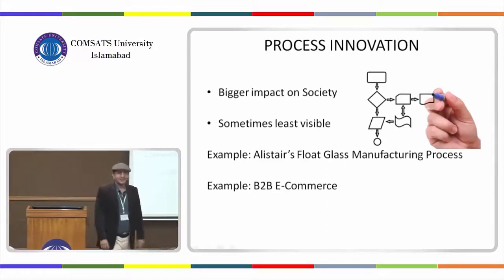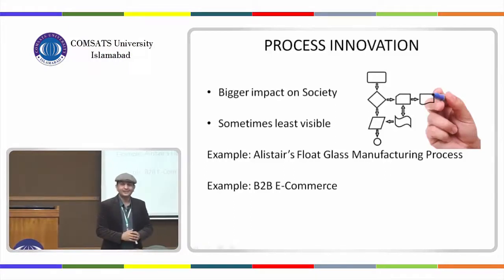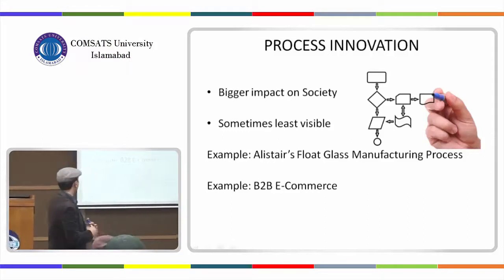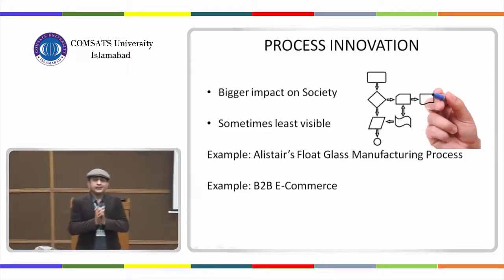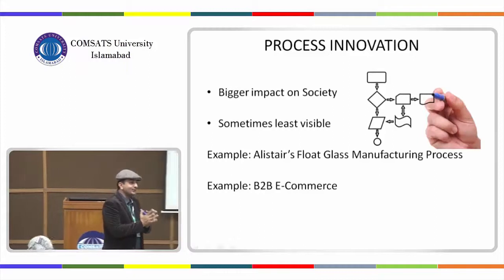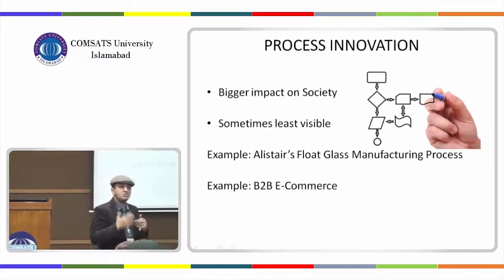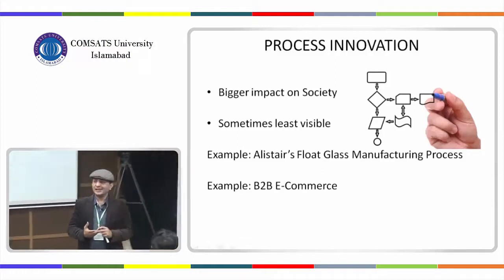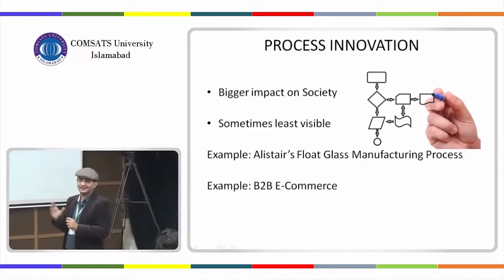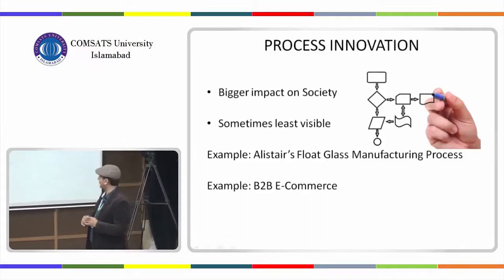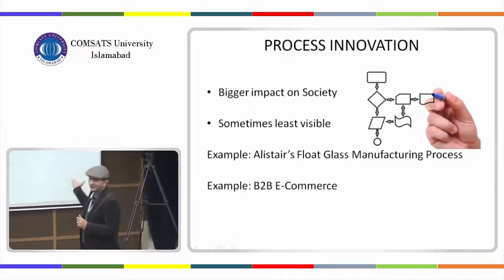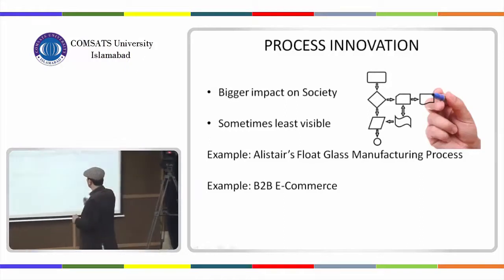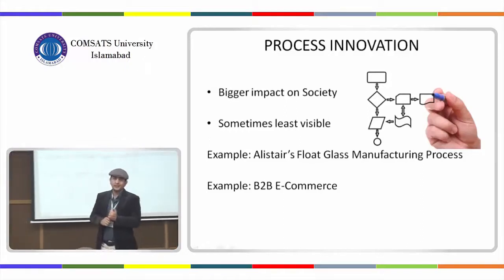Alright Ji, the third form of innovation is process innovation. And what it is, the process innovation would usually carry a huge impact on the society, yet it is least to be recognized with, and sometimes it's least visible. Interesting example is Alistair's float glass manufacturing process.